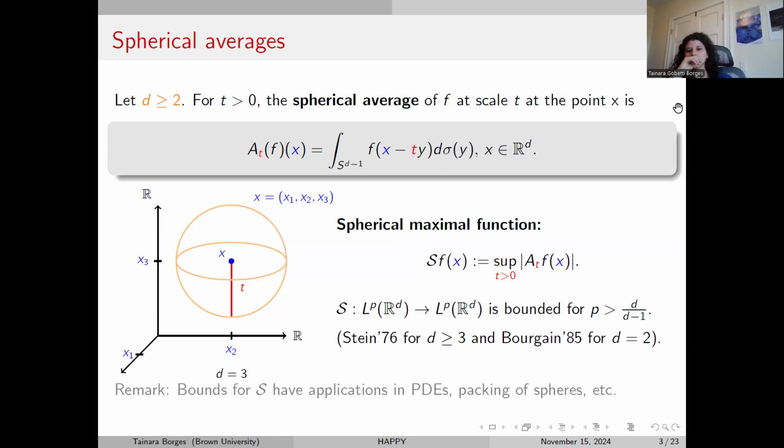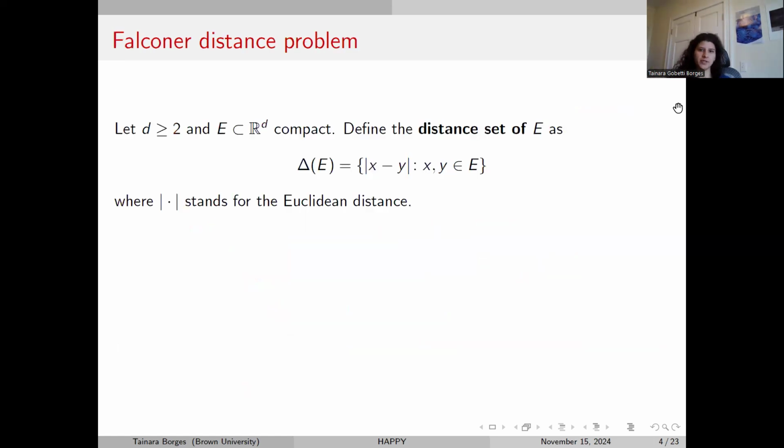And there are multiple reasons why you could care about spherical averages. If you're a PDE person, for example, the A_t f(x) quantity could show up as solutions of certain PDEs. And this maximal function could give you information about almost everywhere convergence results when time goes to 0, for example. There's also packing of spheres and other questions, but the reason that we want to explore today is that there are also connections of bounds for spherical averages and a question in geometric measure theory. This is the Falconer distance problem.